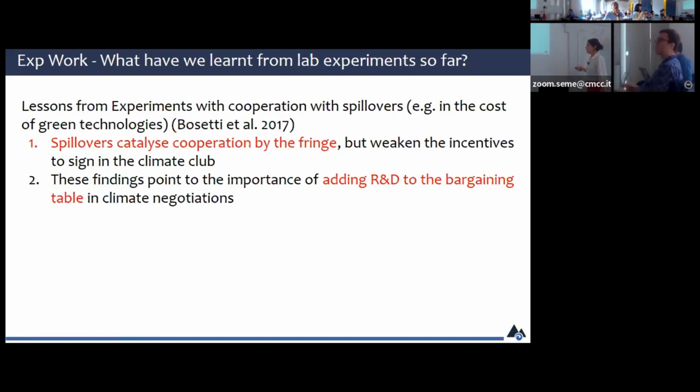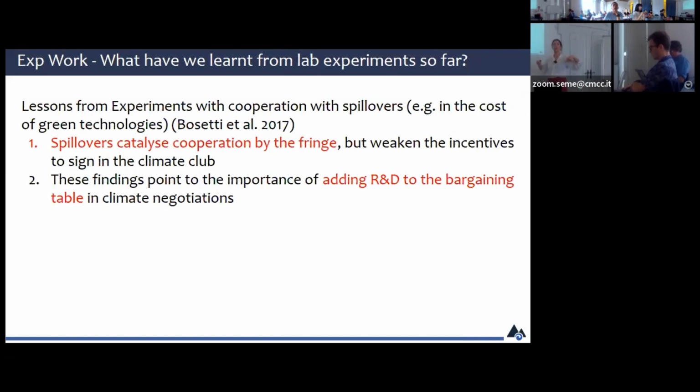Then there's a literature on experimenting with spillovers, where we find that if we group together, we bring down the cost of the clean technology, and that spills over to the fringe, the ones who are not cooperating. So you have a coalition, the coalition brings down the cost, and that spills over outside. That basically stabilizes and catalyzes cooperation, and makes the fringe reduce their emissions.